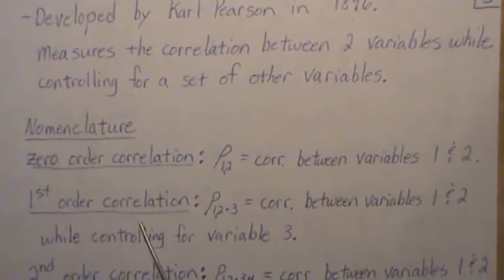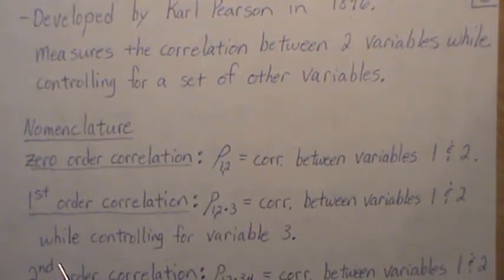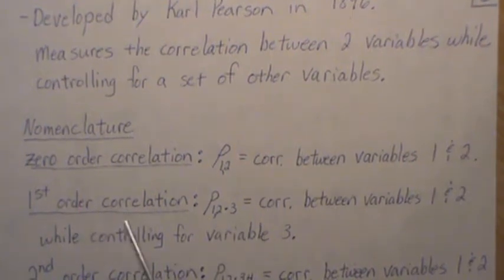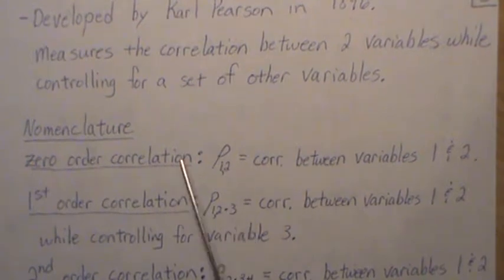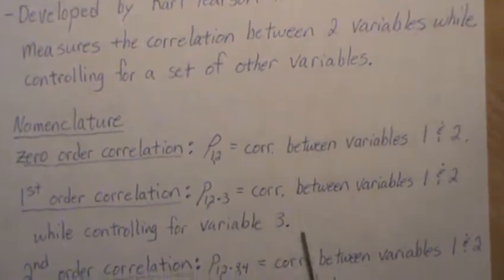Now, a one-order or first-order correlation, denoted by rho_12.3, is a correlation between variables 1 and 2, that's the 12, while controlling for variable 3, that's the dot 3. And it's first order because we're controlling for one variable. Notice the other is zero order because we're not controlling for any. It's just a simple correlation between the two variables.